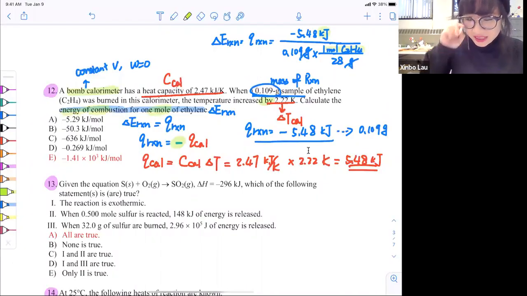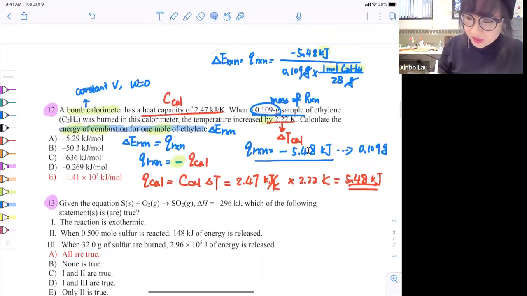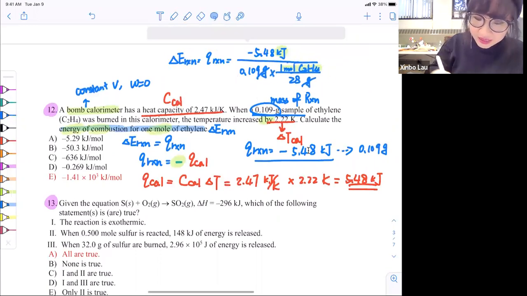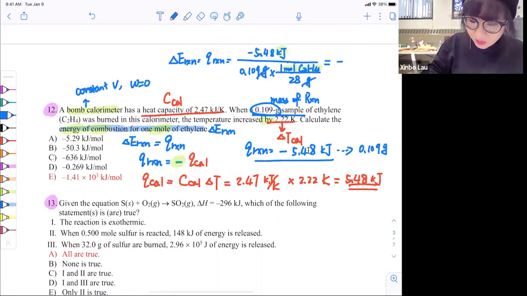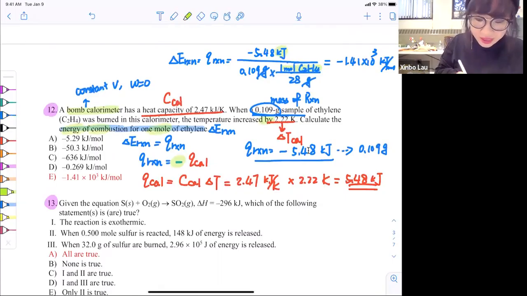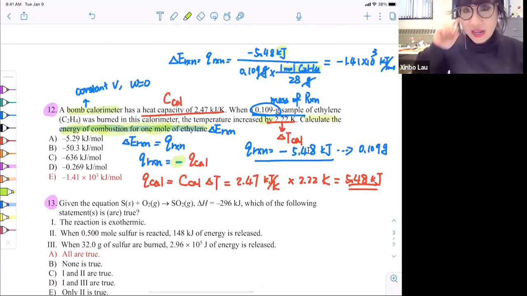Kilojoule per mole, energy per mole, right? So then that's our calculation. Okay, so we do this calculation, and we'll be able to get to the final answer. So it will be negative 1.41 times 10 to the power 3 kilojoule per mole. The question is asking us to calculate the energy of combustion of 1 mole of ethylene.